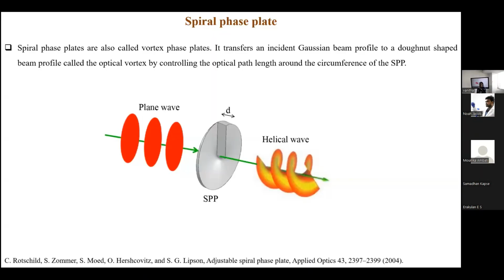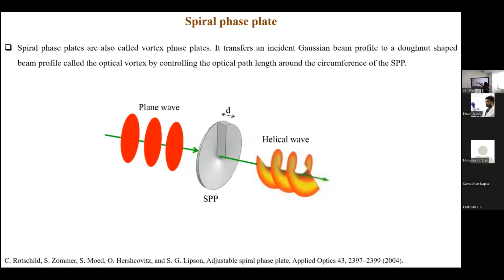These are also called vertices. These are unique optical devices which have some thickness varying azimuthally around the center of the plate, and these plates are designed only for one wavelength and one topological charge. This plate is placed in the waist of the host Gaussian beam to produce optical vortices having some charge Q.